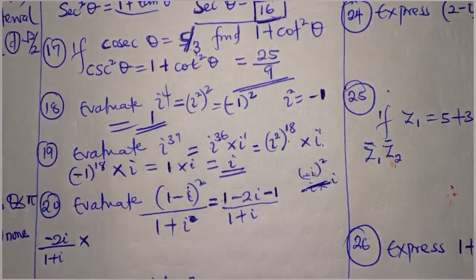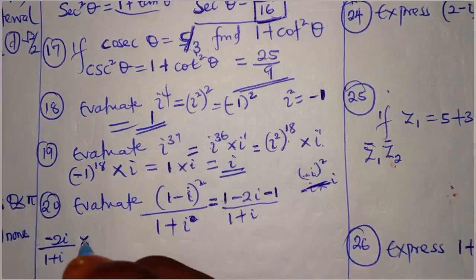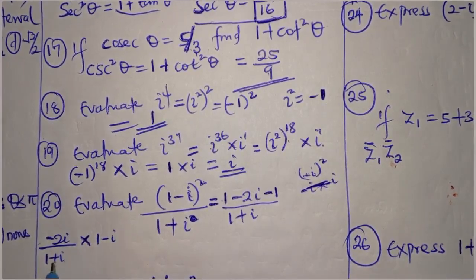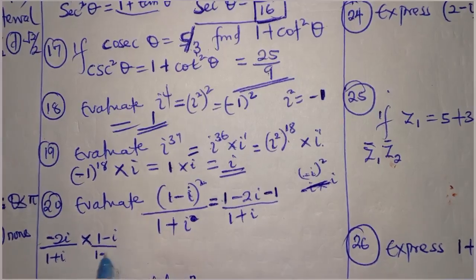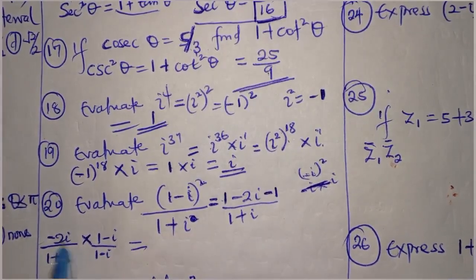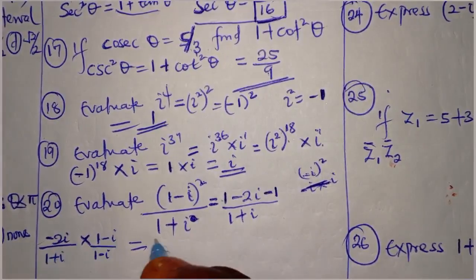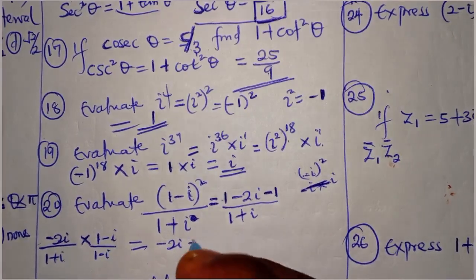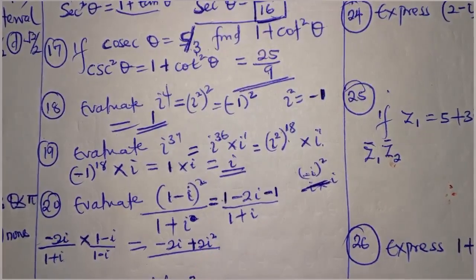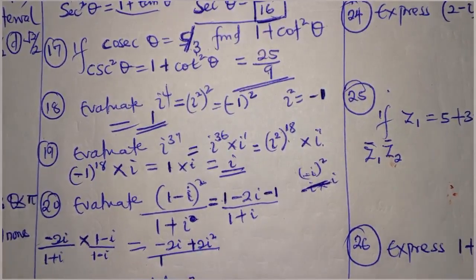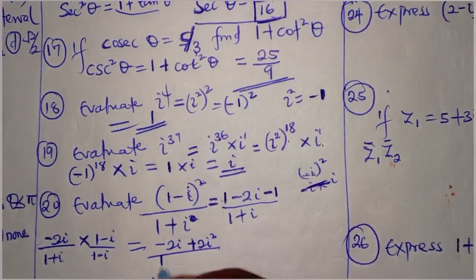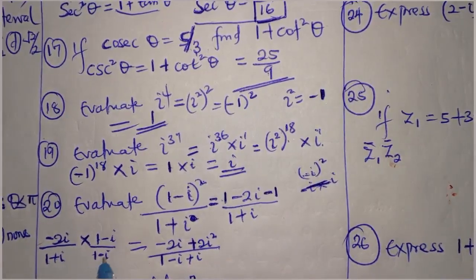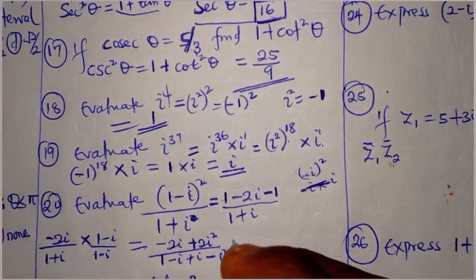We multiply top and bottom by the conjugate of the bottom. That will be 1 minus I. The conjugate is obtained by changing the sign of the imaginary part. Okay. -2 times 1 is -2I. -2I times minus I, that's plus 2I squared. 1 times 1 is 1. Alright. 1 times minus I is minus I. I times 1 is plus I. Plus I times minus I is minus I squared.